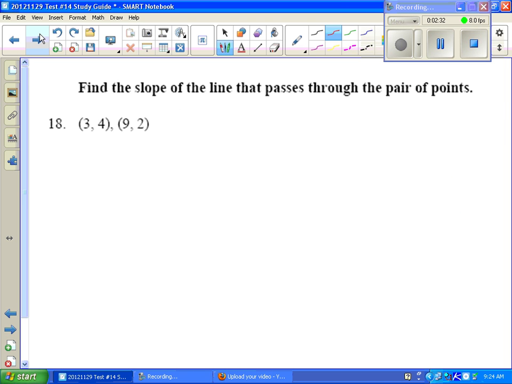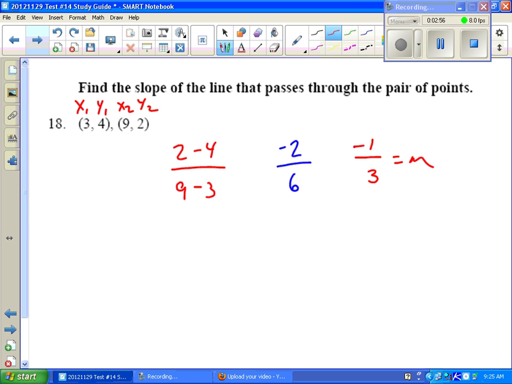18, find the slope that passes through the pair of points. So now we're just going back to finding the slope. X sub 1, y sub 1, x sub 2, y sub 2. 2 minus 4 over 9 minus 3. 2 minus 4 is negative 2, and 9 minus 3 is 6. The number 2 goes into both of them, into negative 2 negative 1 times, and then into 6 3 times. Your slope is negative 1/3.